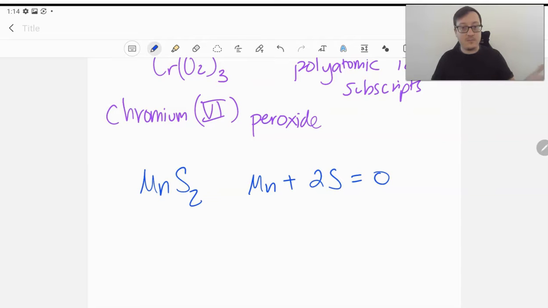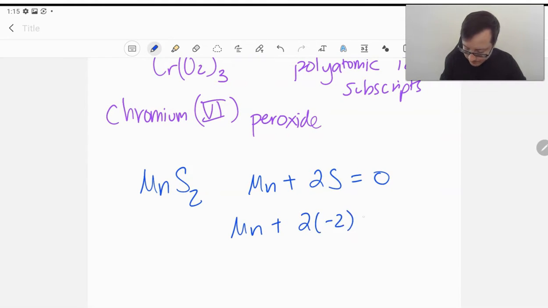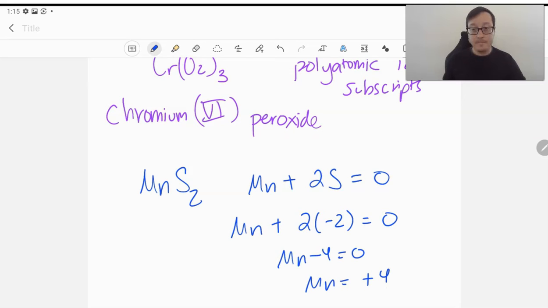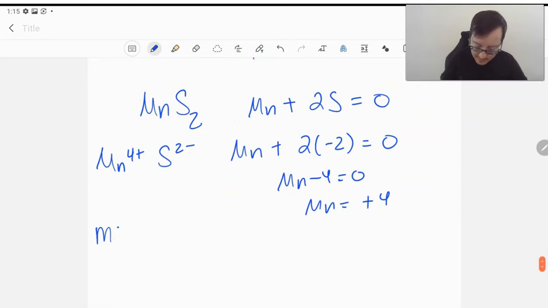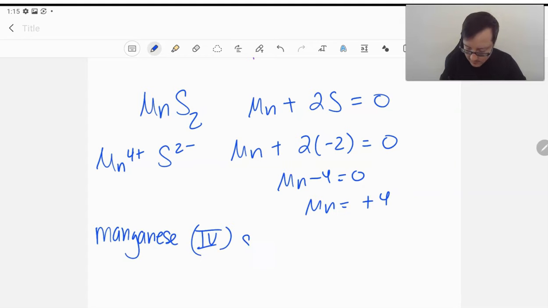Manganese plus 2 sulfurs must be 0. That's what charge balancing is all about. We have to make sure that our positive and negative cancel out. We know sulfur prefers a 2 minus charge, so we can plug that in. So manganese -4 equals 0, so manganese must be +4. And so that means the ions here are Mn4 plus. Sulfur, of course, must always be the -2. So we would call this compound manganese 4, because that's the name of that ion, sulfide.